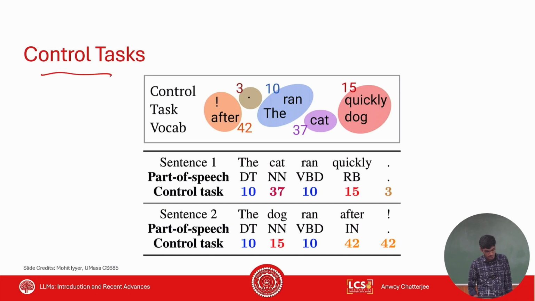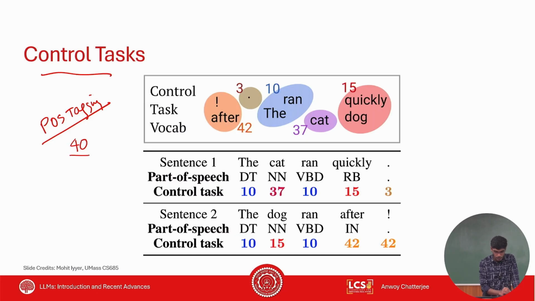So what control tasks do is, suppose your probe is part of speech tagging. This is your probe task. Now you define a control task which is basically, for every token, you define a random number. Suppose there are 40 part of speech tags, right? Now you have labels from 0 to 39 and you randomly label the tokens from 0 to 39. So for this example, the cat ran quickly, I randomly label cat as 37, dog as 15, ran as 10, and something like that.